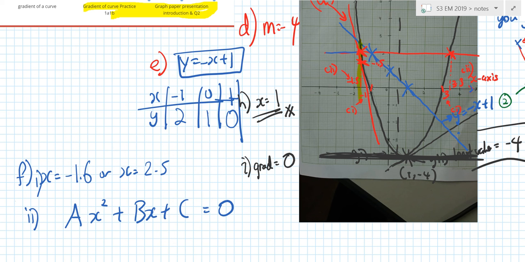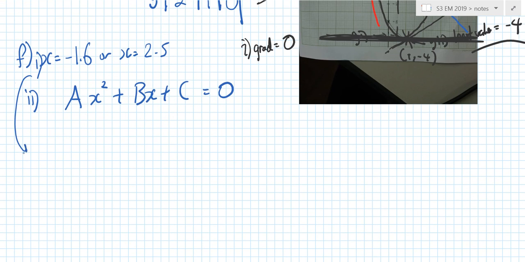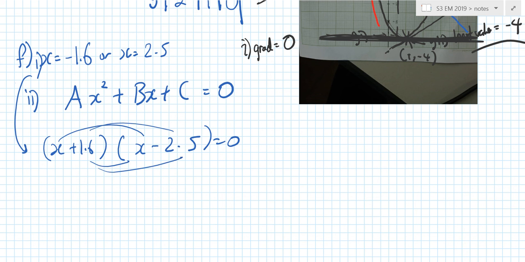Very good, very creative. Sub is no good because you have simultaneous equation. So just now, Jia Xuan said, teacher, can I work backward? x plus 1.6, x minus 2.5 is equal to 0. Then I expand, then I get back this. This is the first time I hear this solution.